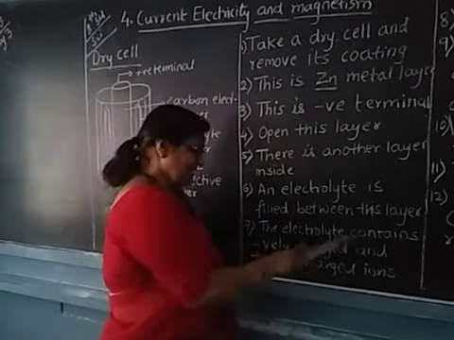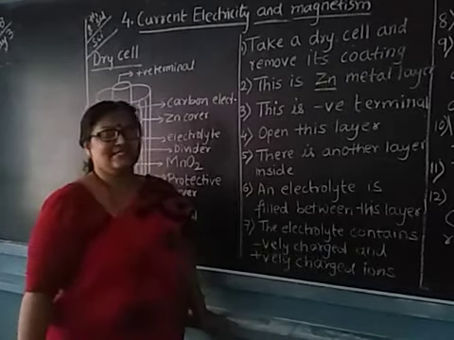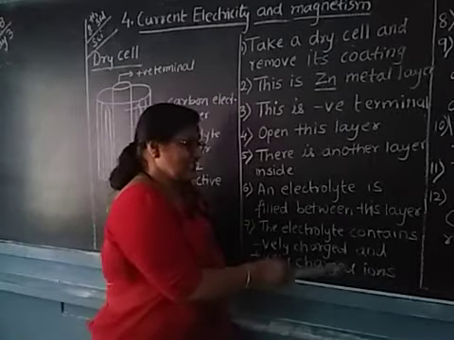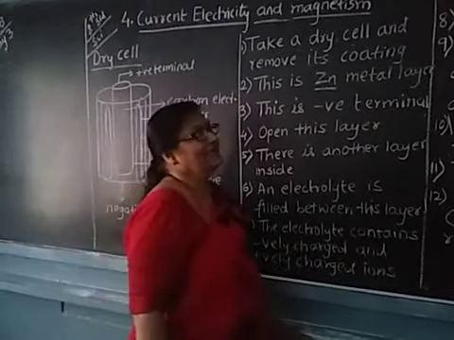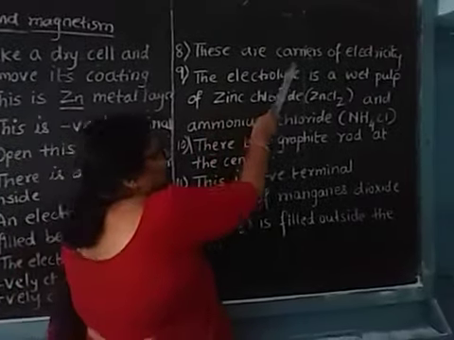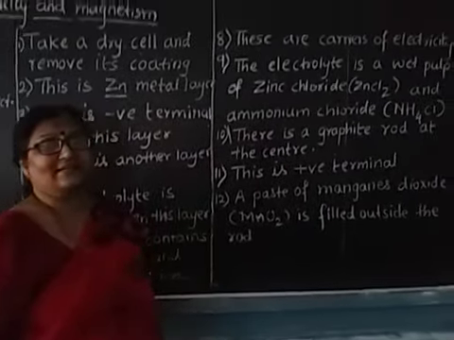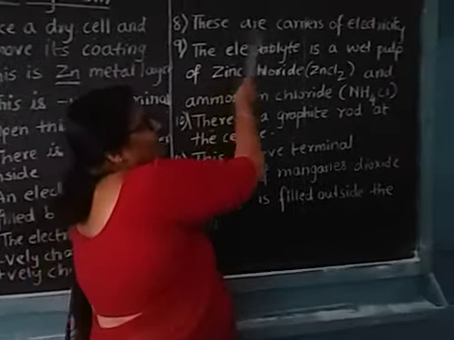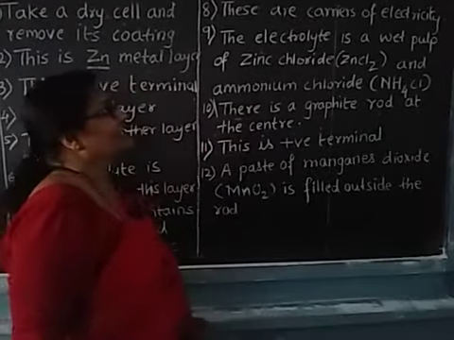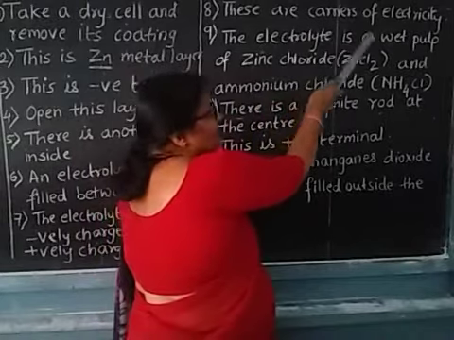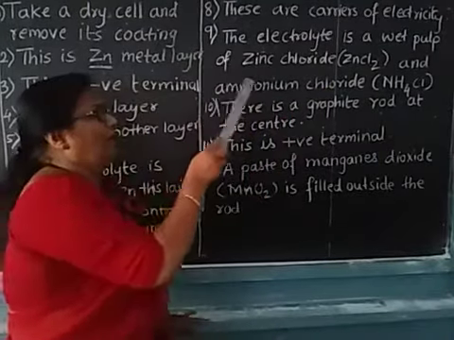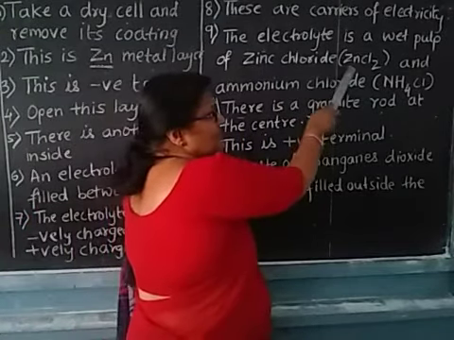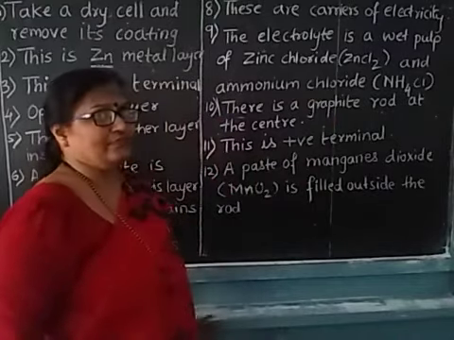Now, an electrolyte contains negatively charged and positively charged ions. Both the ions are present here. These are carriers of the electricity. We know that electricity is carried due to the charged ions, so here they are the carriers of the electricity. Now this electrolyte is a wet pulp of zinc chloride, that is nothing but ZnCl2.